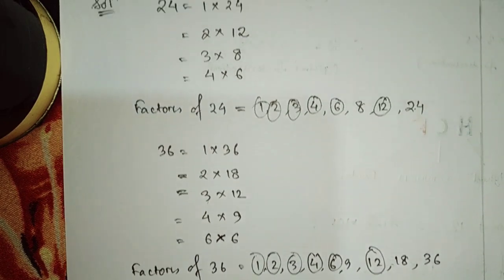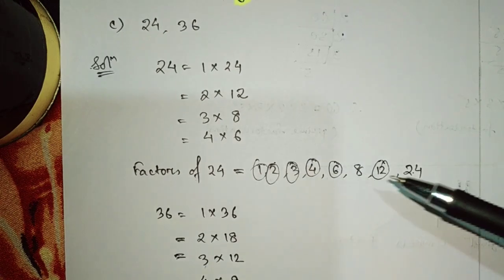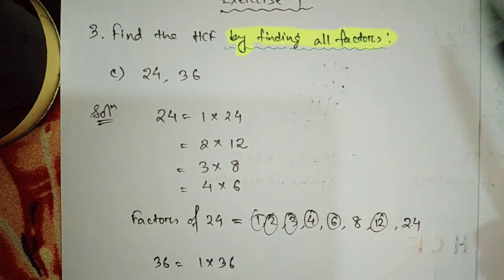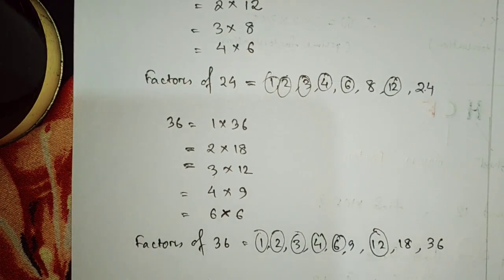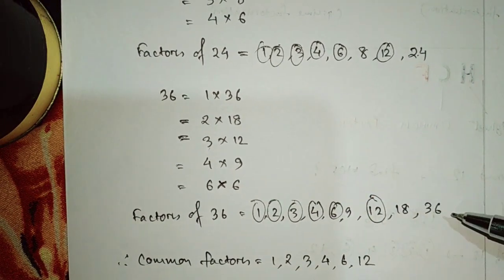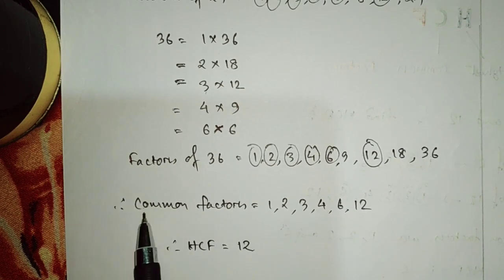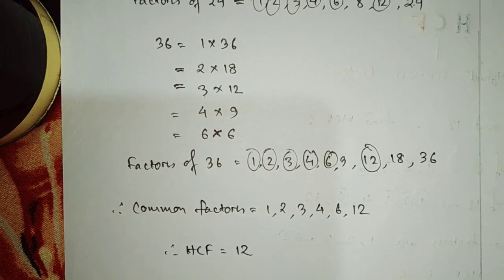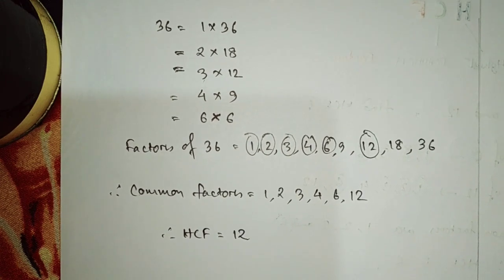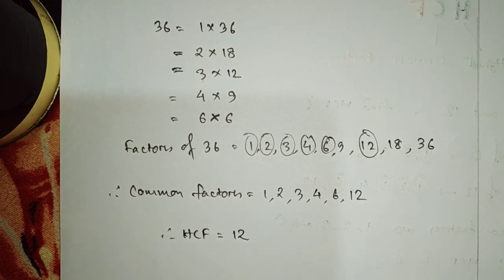Okay, in this way, by finding all the factors of 24 and all the factors of 36, we got our common factors, and from the common factors the highest one is the highest common factor. Okay, in this way we find HCF.